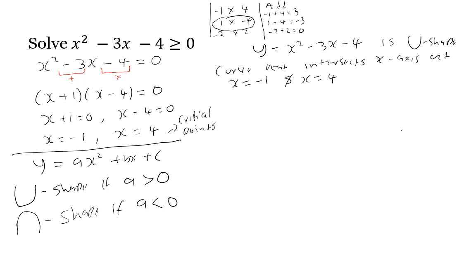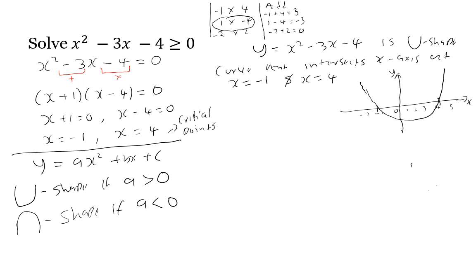So let's just draw it. Here is 0, so we have the negative numbers minus 1, minus 2 here. Here we have 1, 2, 3, 4, 5 here. Our curve is U-shaped and intersects the x-axis. This is our x-axis. This is our y-axis, and the curve intersects the x-axis at minus 1 and 4. So this is our curve.